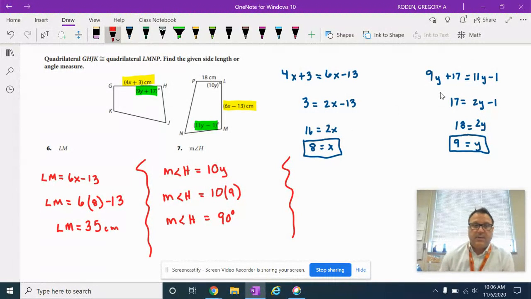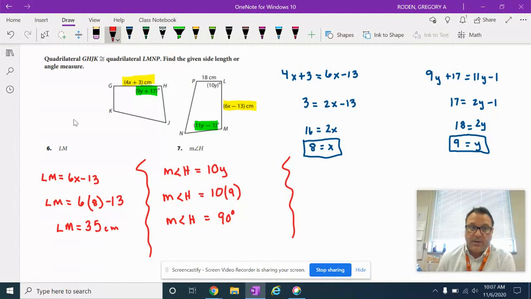For this one, I set the two green expressions equal to each other because they're corresponding angles. I have 9y plus 17 equals 11y minus 1. Then I have 17 equals 2y minus 1, because I subtracted 9y from both sides. 11 minus 9 is 2. Then I added 1 to both sides to get rid of the minus 1, which gives me 18. Then I divided by 2, and I got y equals 9.